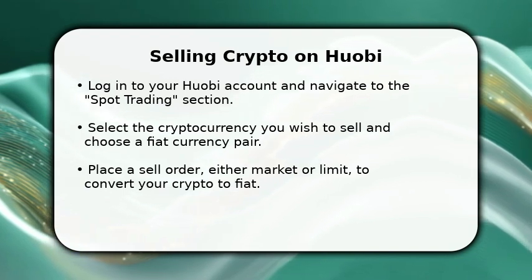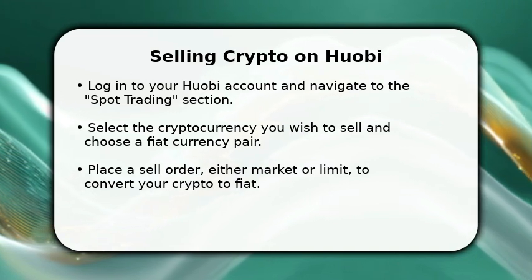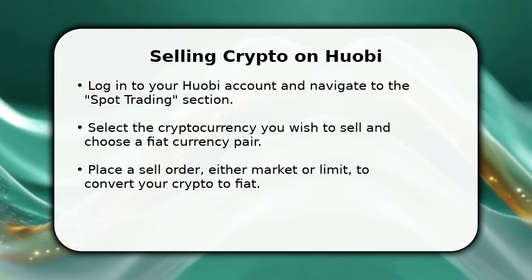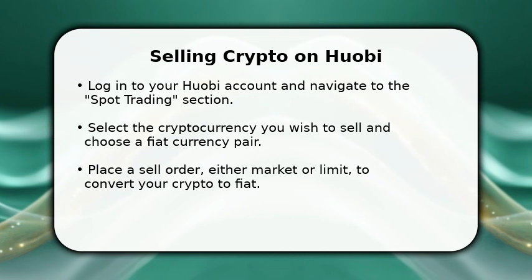Choose a fiat currency like USD or EUR, then place a sell order. You can opt for a market order for immediate execution or a limit order to set a specific price. Once confirmed, your crypto will be converted to fiat.